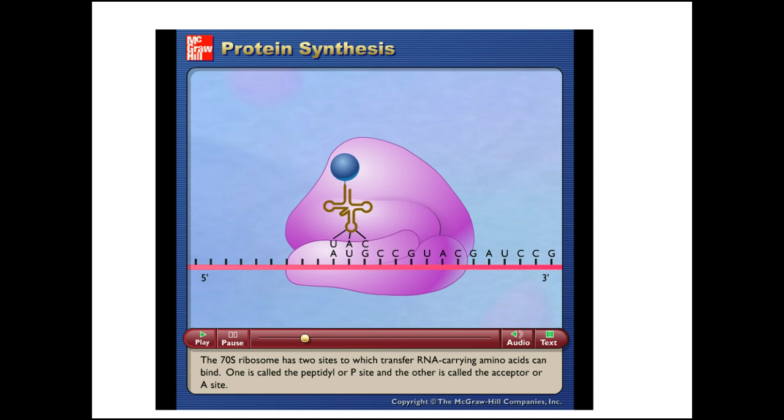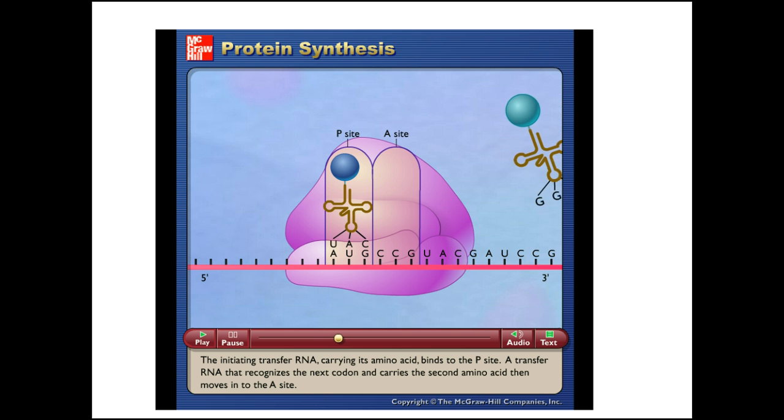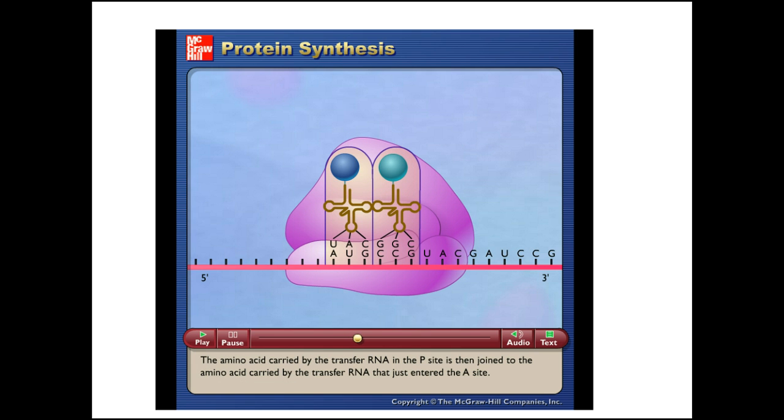The 70S ribosome has 2 sites to which transfer RNA carrying amino acids can bind. One is called the peptidyl or P site, and the other is called the acceptor or A site. The initiating transfer RNA, carrying its amino acid, binds to the P site. A transfer RNA that recognizes the next codon and carries the second amino acid then moves into the A site. The amino acid carried by the transfer RNA in the P site is then joined to the amino acid carried by the transfer RNA that just entered the A site.